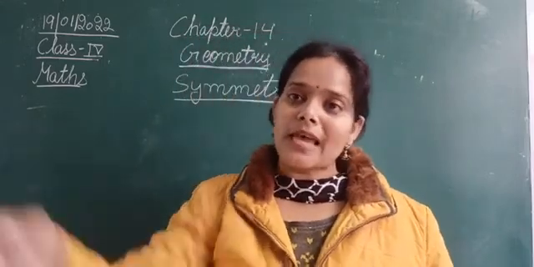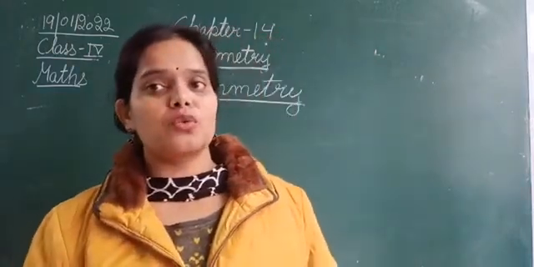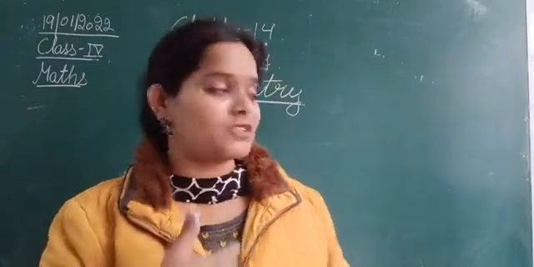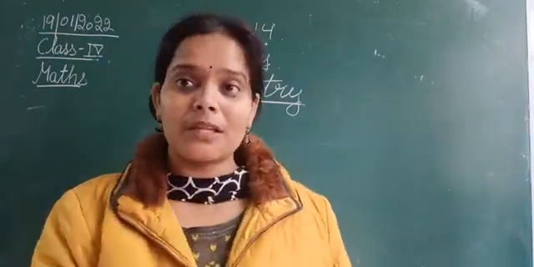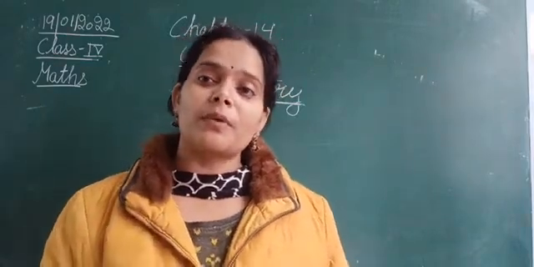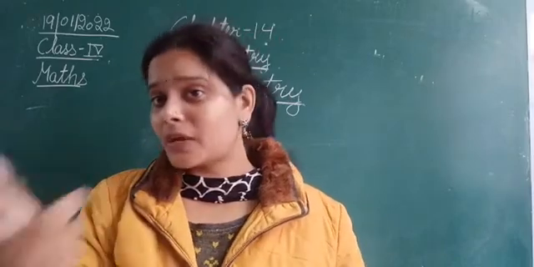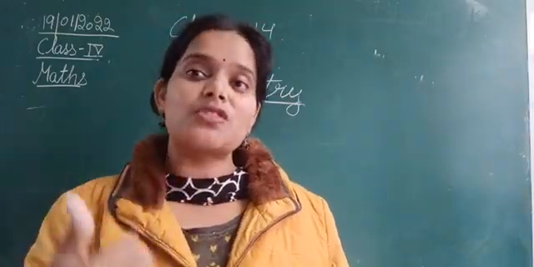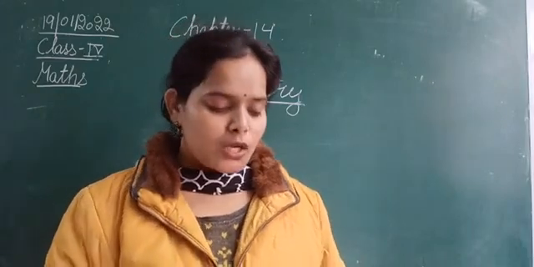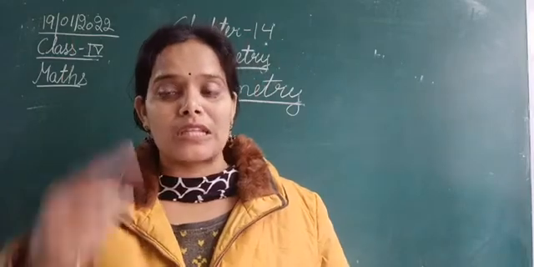Symmetry means something like a mirror image. So another word we can use for symmetry is mirror image. Just as when we look at ourselves in the mirror, right now I'm looking at myself in this video, in the camera of the mobile. What do I see? I'm looking just like I am. So this is my symmetrical image, a mirror image.